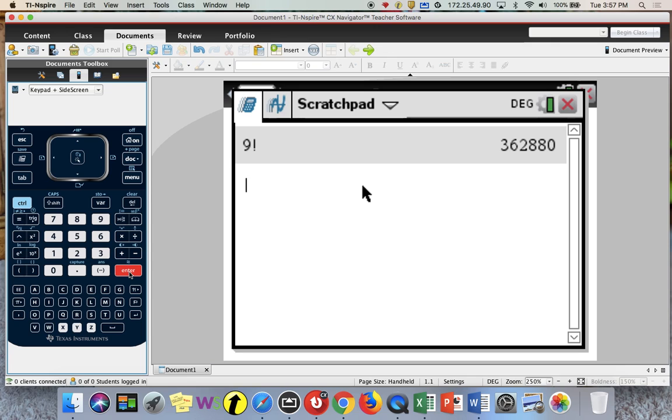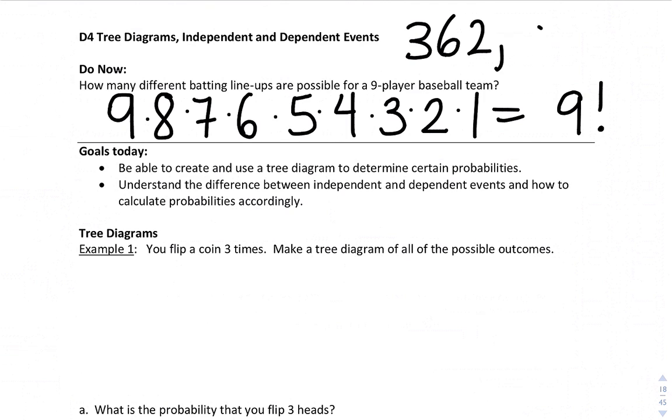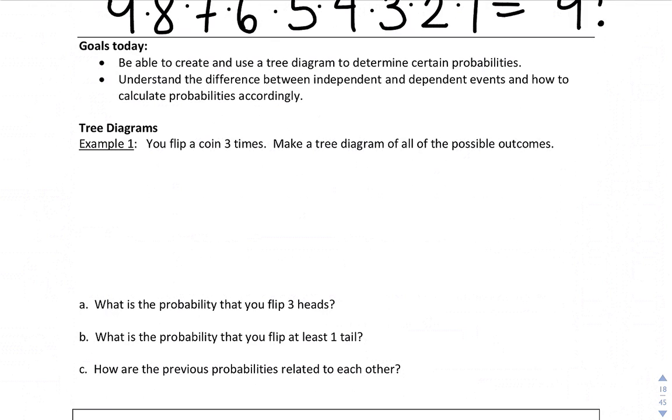So that is 362,880 ways. Let me write that up. 362,880 different batting lineups that you could have with 9 different people. Our goals today are to be able to create and use a tree diagram to determine certain probabilities, and understand the difference between independent and dependent events and how to calculate the probabilities accordingly. We're going to start with tree diagrams.